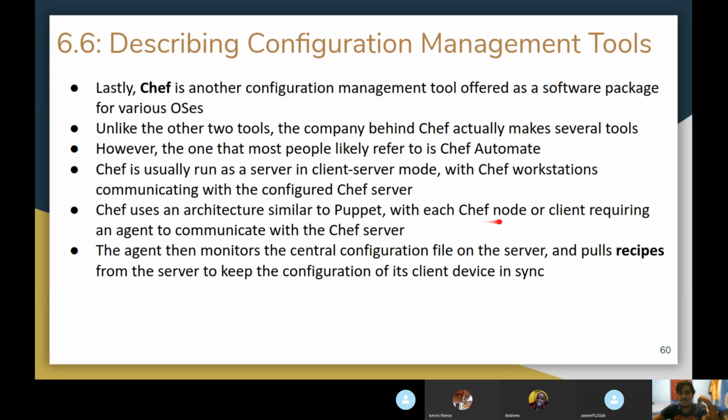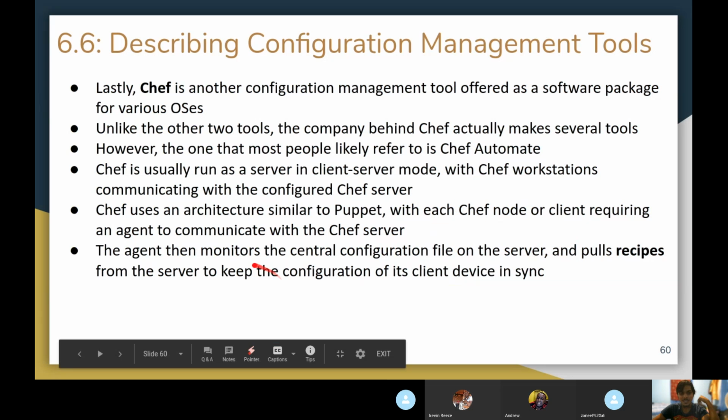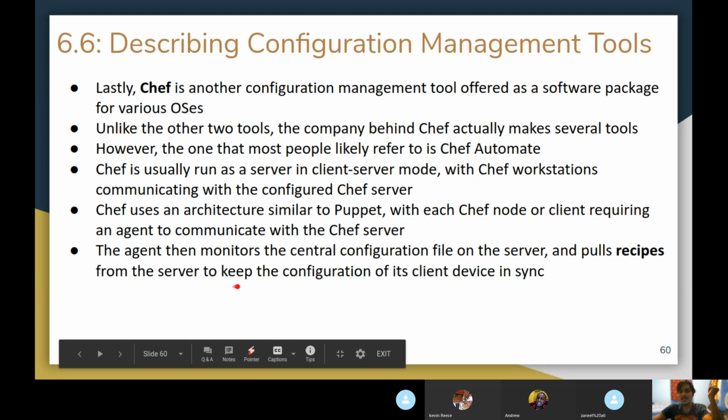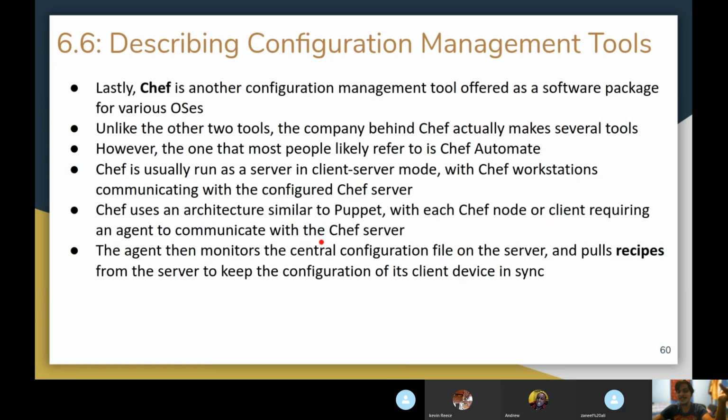So you have the Chef node, the Chef agent or the Chef client monitoring a central configuration file on the server, which is exactly what we had in Puppet with the manifest. So we have a central configuration file, and then once the agent or the client sees that something has changed on that central configuration file, it's going to pull recipes, or it's going to pull that template or that updated configuration to keep its client device configuration in sync with that master device. So the implementation is different, but the idea is the same, right?